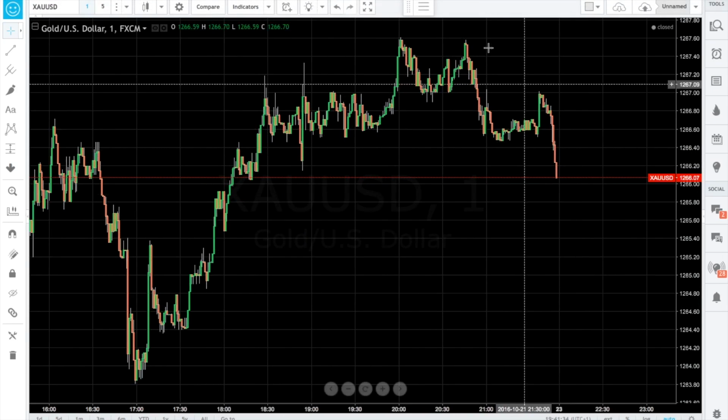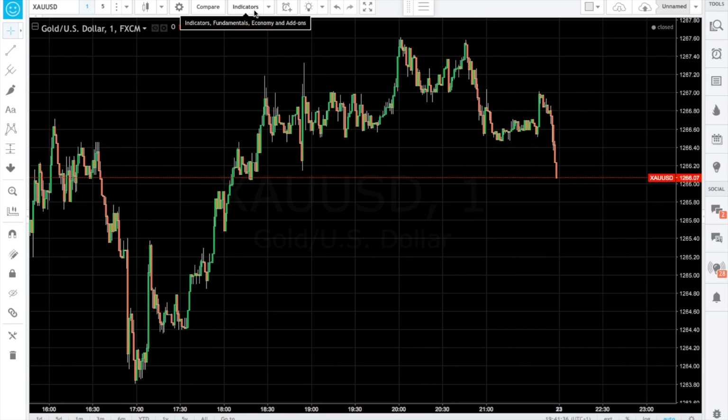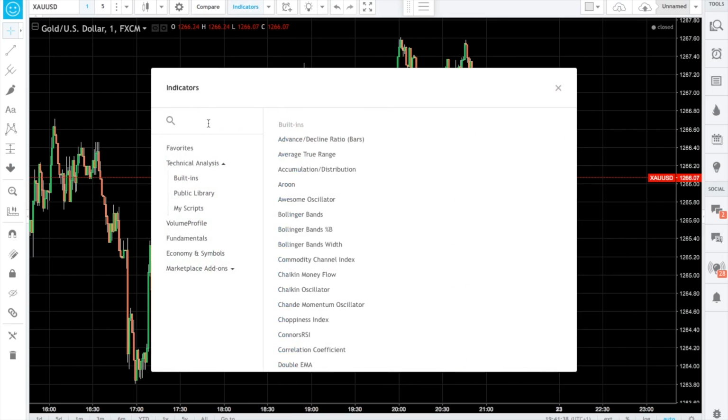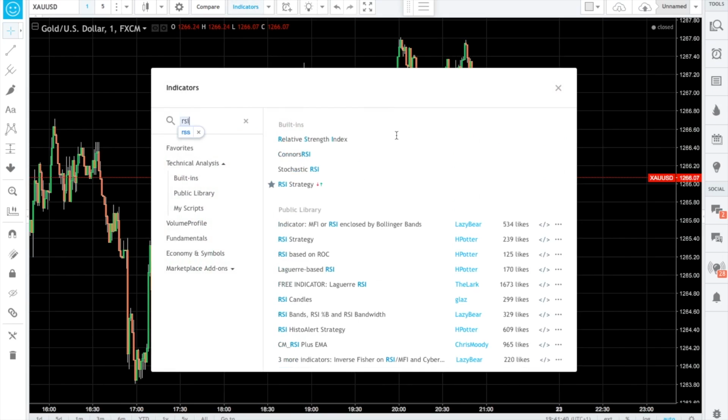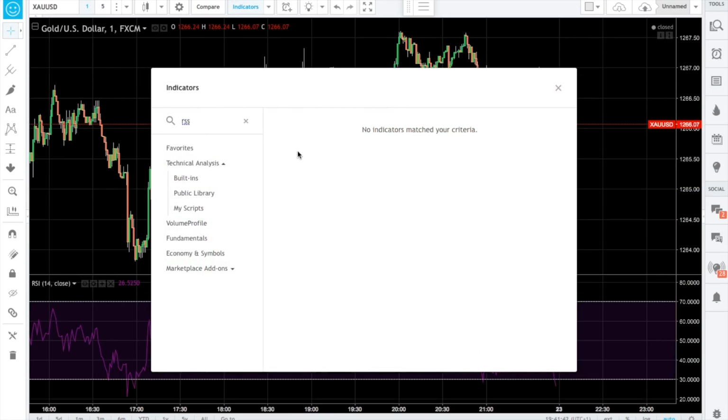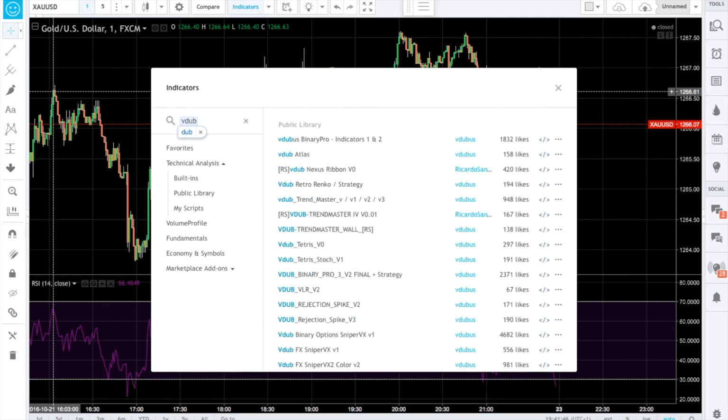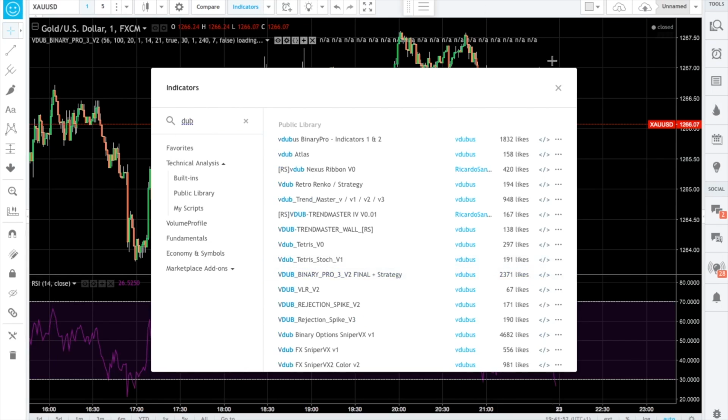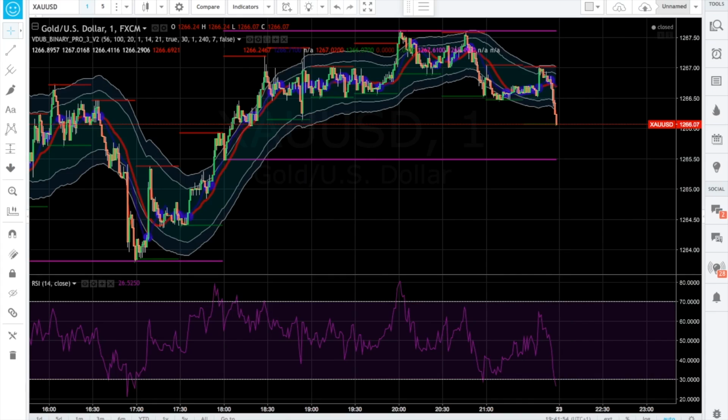Here I have a complete blank chart. I'm going to go to indicators. First of all, I'm going to search the RSI. We've added that one in. Next, I'm going to go VDUB, and we're going to go to the 3_V2 final strategy. And that one's added in there.